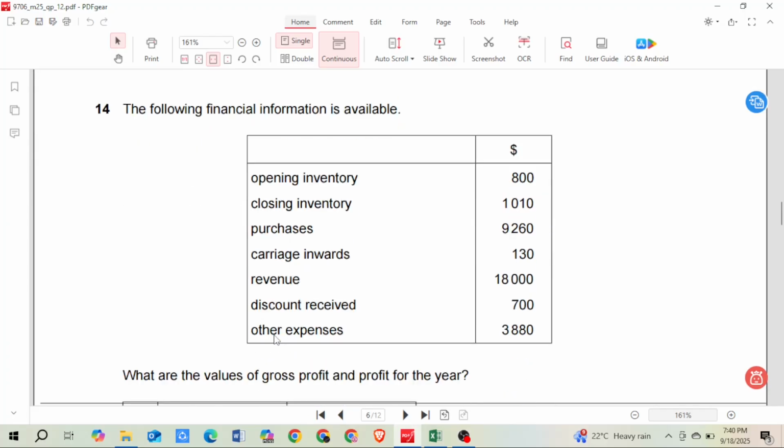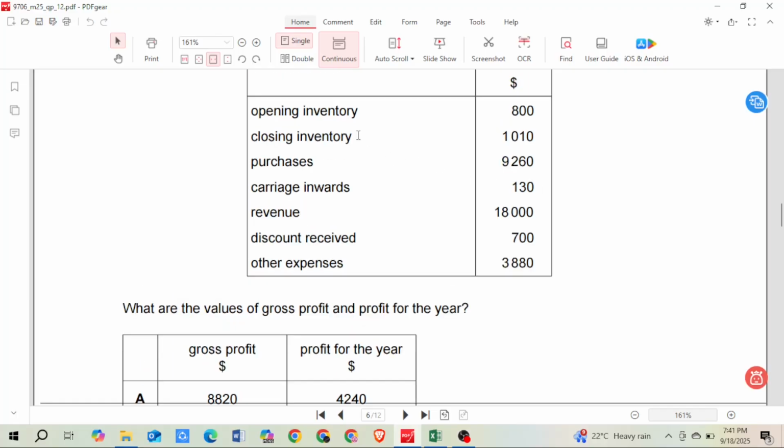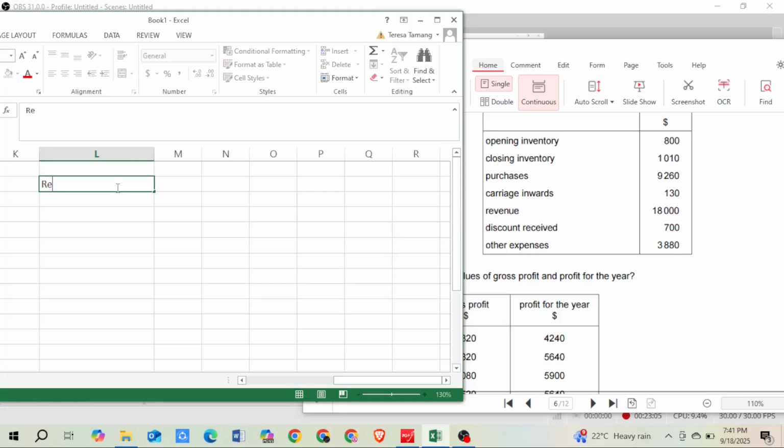14. The following information is available: opening inventory, closing inventory, purchases, carriage inward, and revenue, discount received, other expenses. What are the values of gross profit and profit for the year? So from here, we need to prepare a statement of profit or loss from this one. Okay. So let's do this. So revenue, and the revenue amount is given, 18,000.